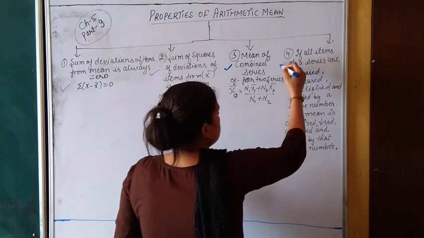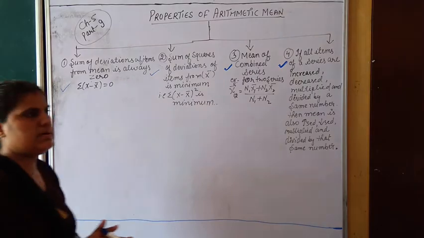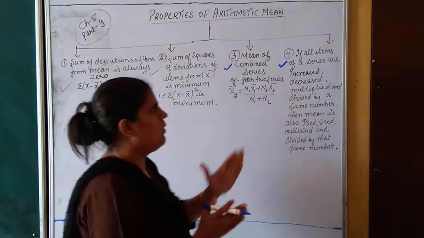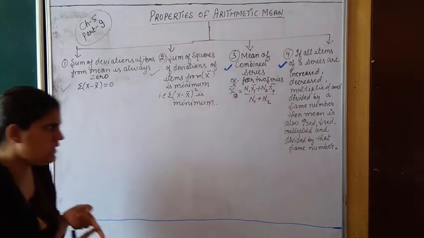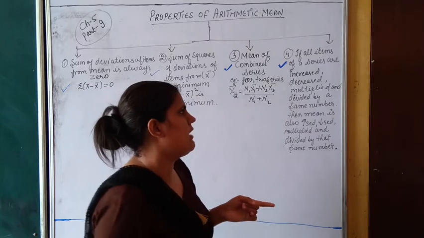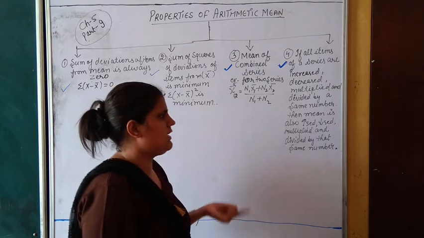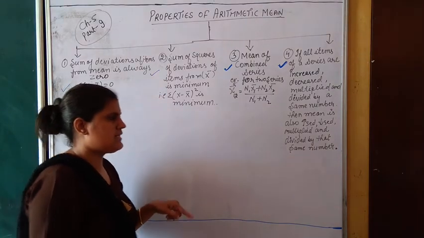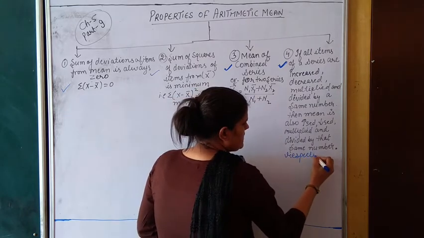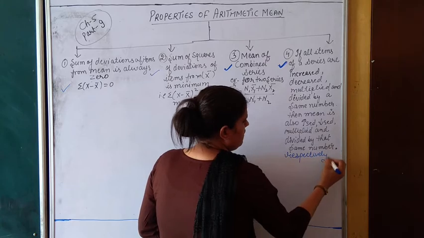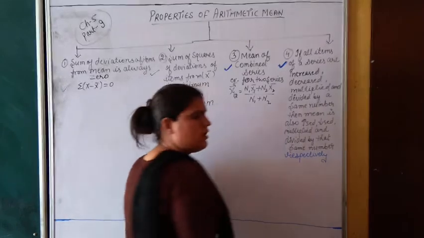Now I will explain this property number 4 in detail. It says that if all items of a series are increased, decreased, multiplied or divided by the same number, then the mean is also increased, decreased, multiplied or divided by that same number respectively. If it is increased, the mean will also increase. If it is decreased, the mean will also decrease. If it is multiplied, the mean will also be multiplied.